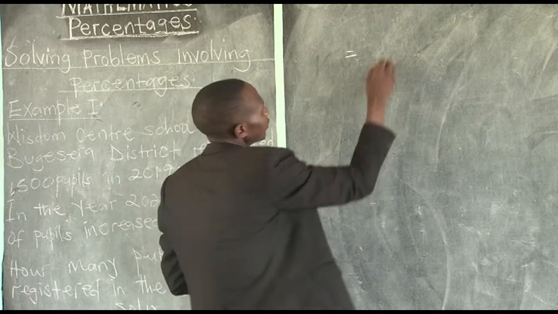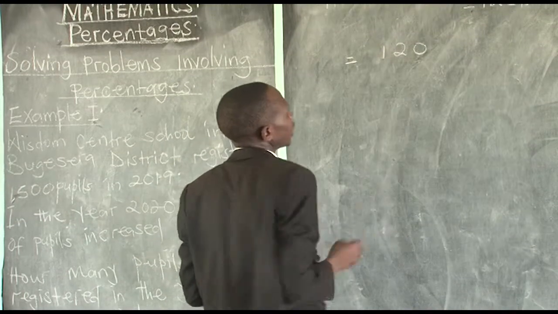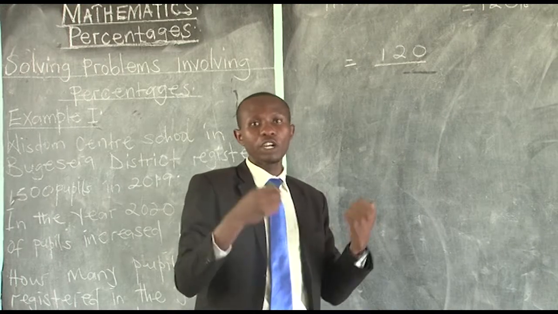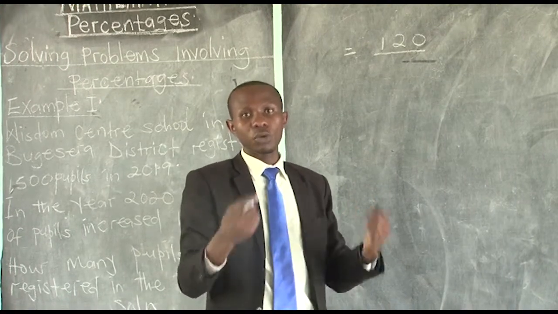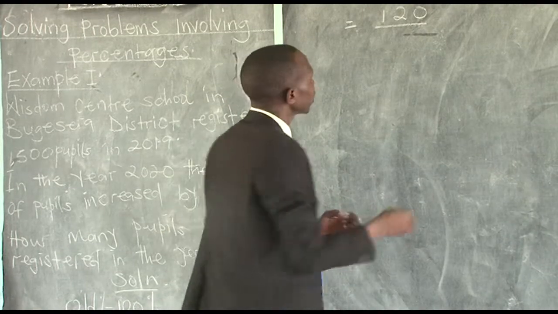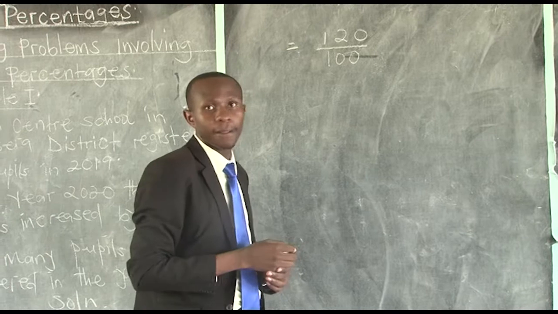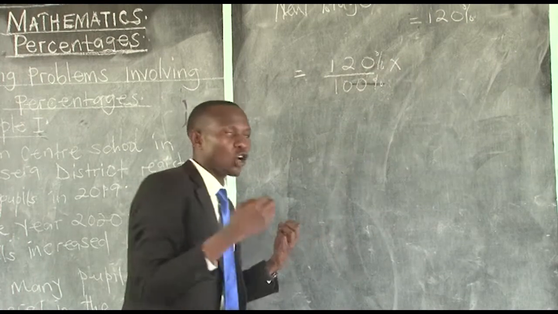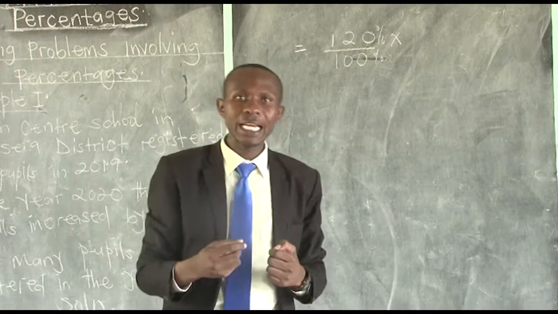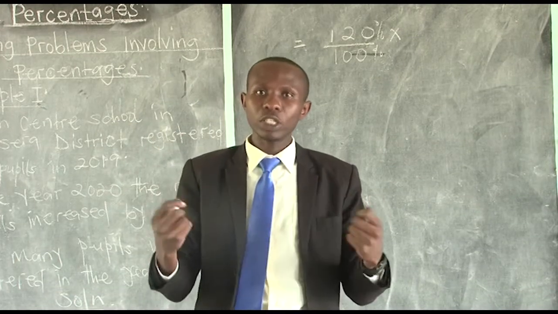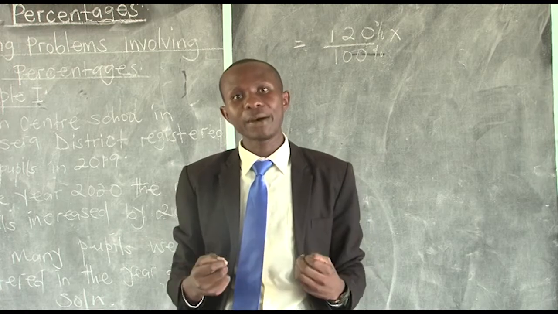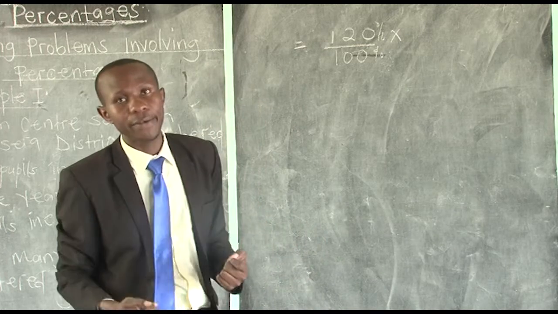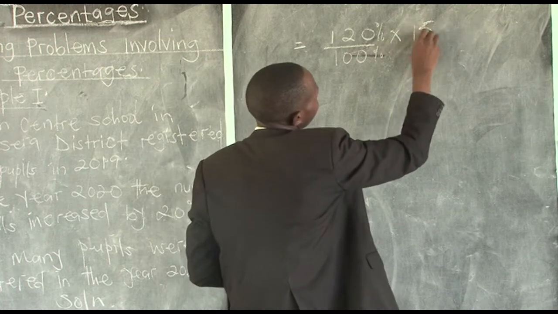So from there we shall continue and say the new percentage, which is 120, then we divide it by the old percentage or the original percentage, which is 100. Remember, this is 120% divided by the original percentage times the original number of learners or pupils at Wisdom Center. And the original number which was given was for 2019. And how many are they? They are 1,500 pupils. So we shall multiply by the old number of pupils.